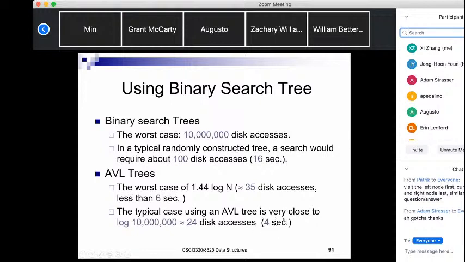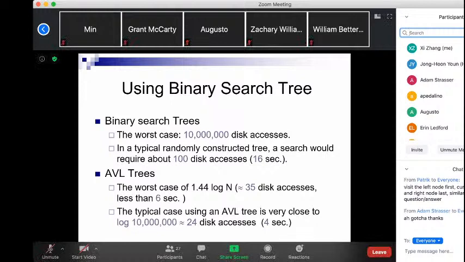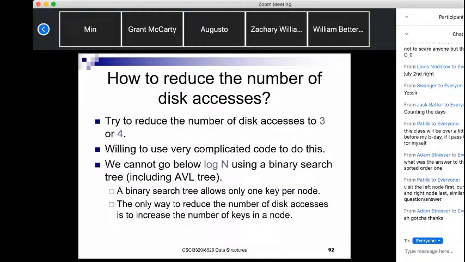So our goal is, can we make it 1 second of waiting time from the submission of the query to the receiving of the result? How can you make it 1 second? The only way we can do it is to reduce the disk I/O operations. So we want to make disk access 3 to 4. We are willing to add more complexity in the code, but the problem is we cannot go better than log n complexity. So how can we do better?